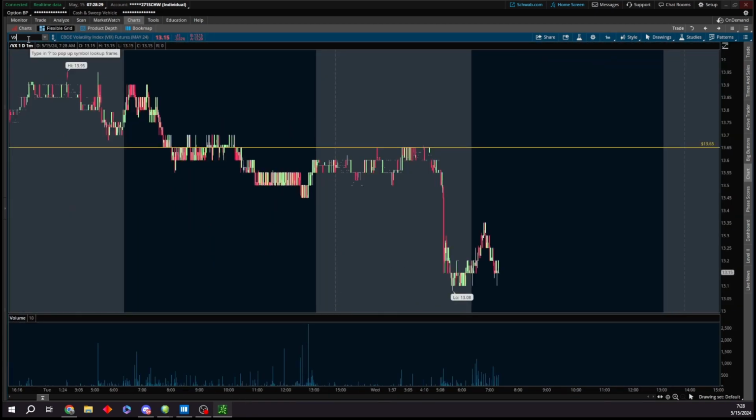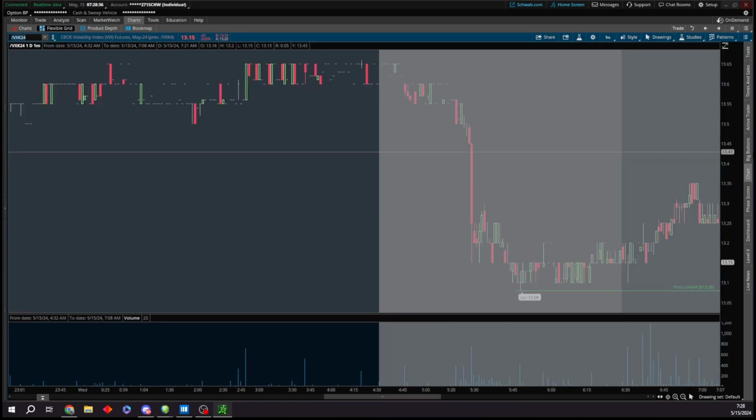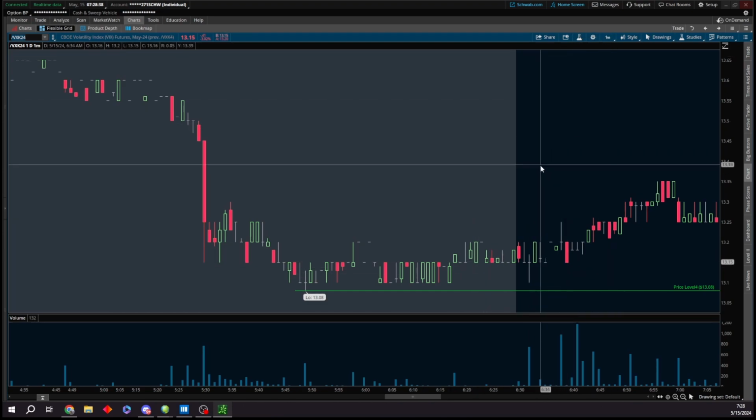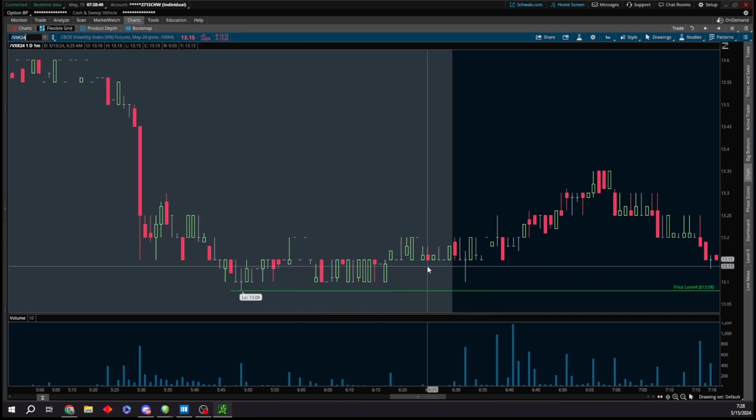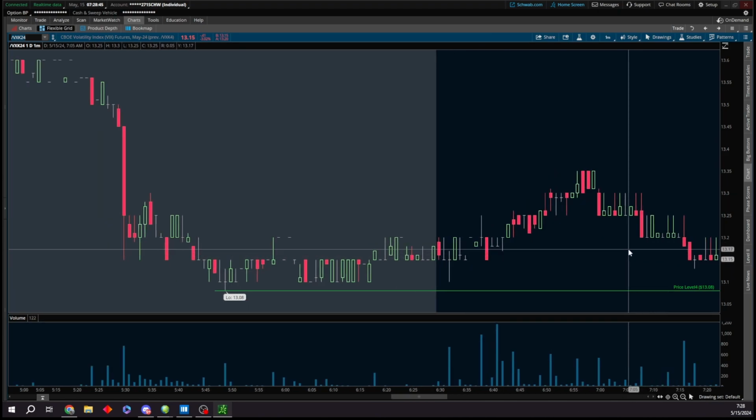VIX, let me pull it up. VIX was nowhere near the overnight lows, actually showing relative strength to the ES, which could hint at possible signs of a short-lived up move. And you can see where I entered was 640, 635 to 640. You can see how far off the VIX was to the overnight lows.